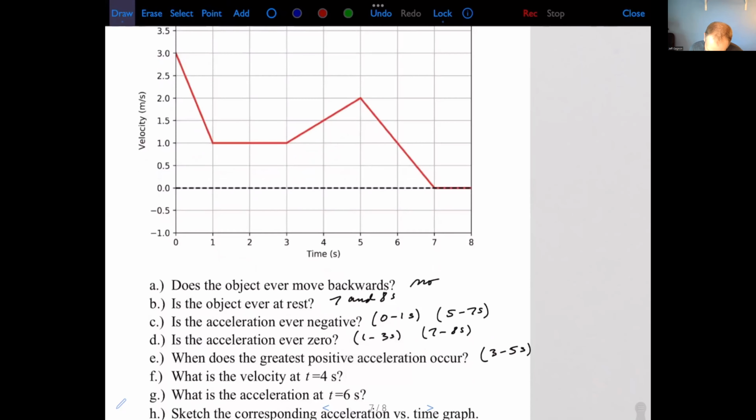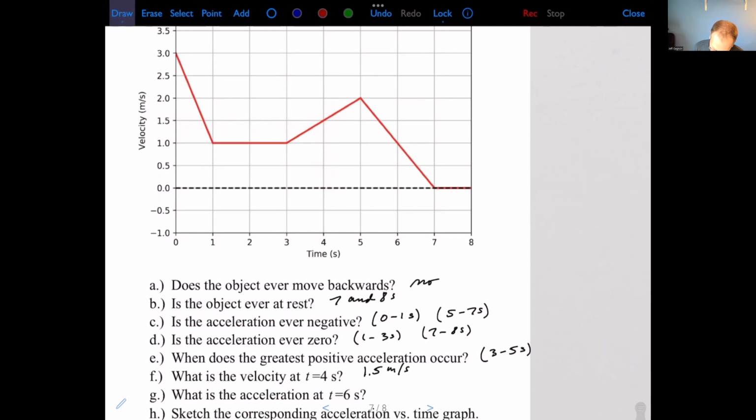Okay, what is the velocity at 4 seconds? Well, I'm asking about velocity. I can read the value from the graph directly. So I go to 4 seconds, I go up to the graph, and I read off this value. What is it? 1.5, right? Meters per second. So the velocity at 4 seconds is 1.5 meters per second.